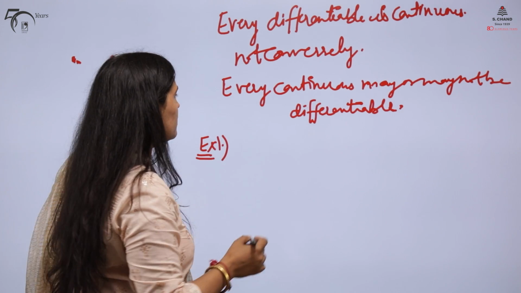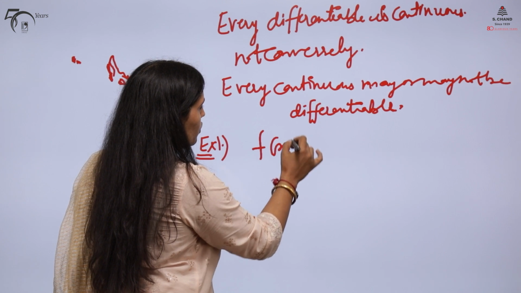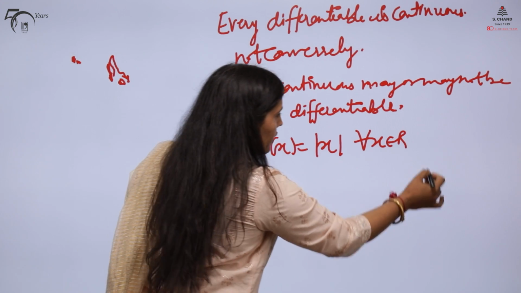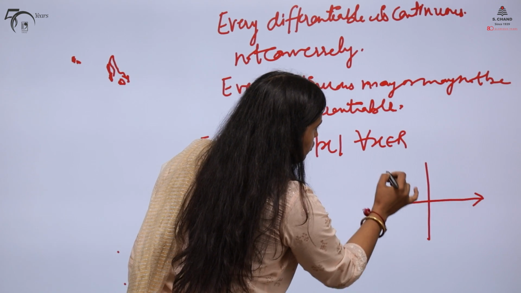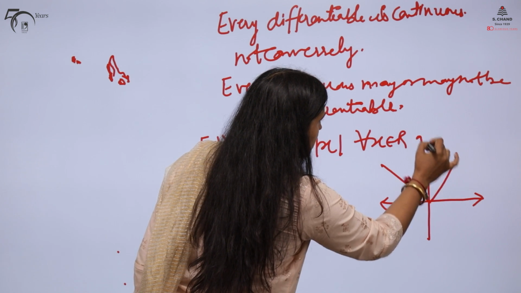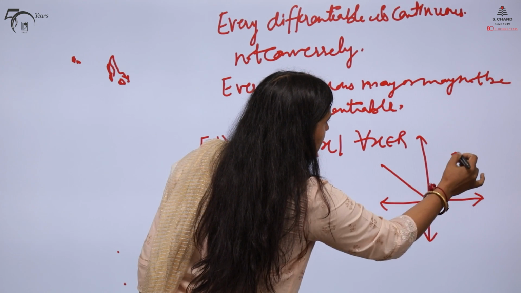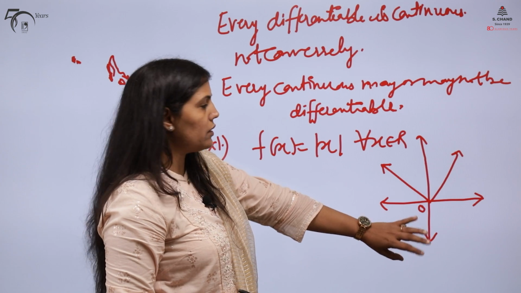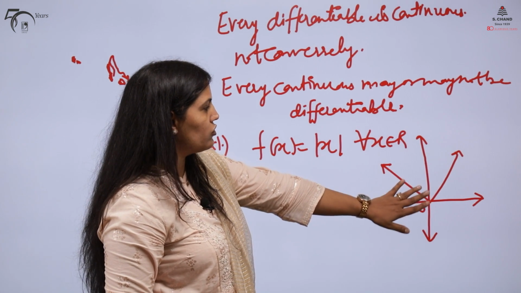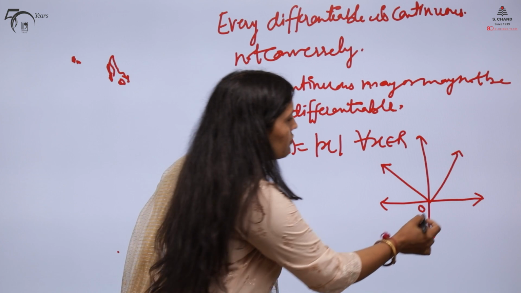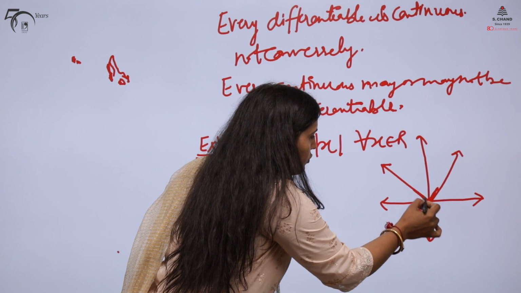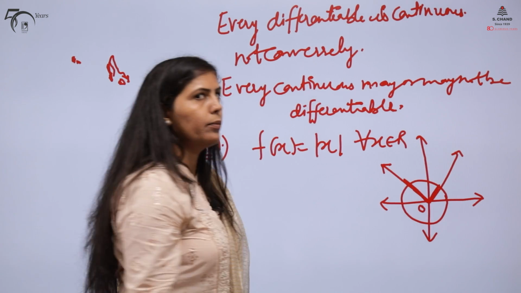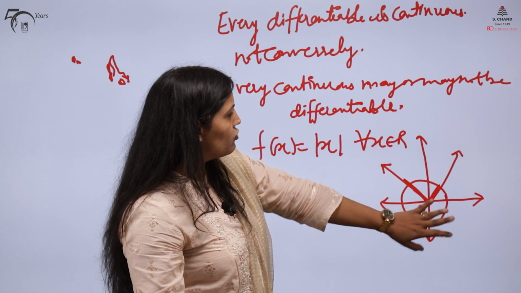Again I am considering it because it is a good question, a good example to quote here. So f(x) is mod x for all x in R, and the graph I will just draw. This is the graph of this function. Why I have drawn this graph: if you can draw the graphs of any function, by looking at the graph you can easily figure out whether the function is differentiable or not. You see this edge at this point. If there is an edge at any point, you will say that the function is not differentiable at that point. So graphically also you can see there is an edge, so it is not differentiable.